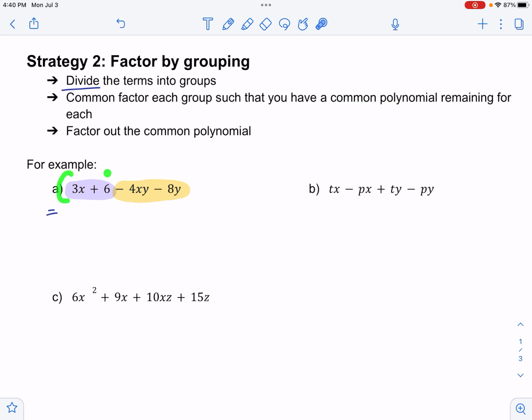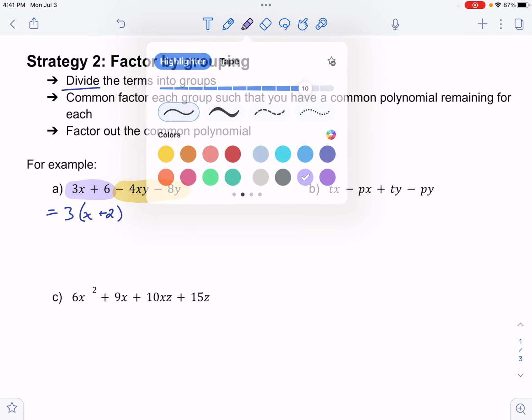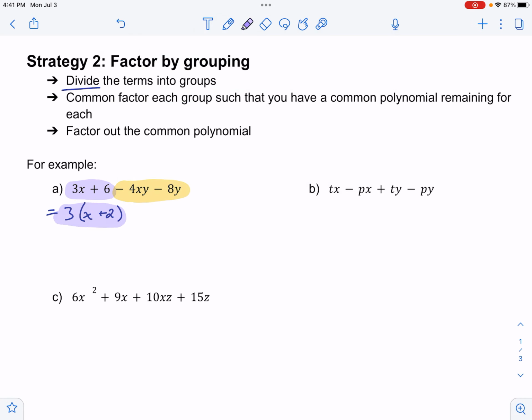Well, let's just look at our first group here, 3x plus 6. I'm going to factor out a 3 because it's what they have in common, and then what will remain is x plus 2. So that is the corresponding factored form of the first two terms. For our second two terms, I'm going to see once again what do they have in common. It looks like they've got a negative 4y in common, and then remaining is going to be x plus 2. And so that is the factored form of my second set of brackets.